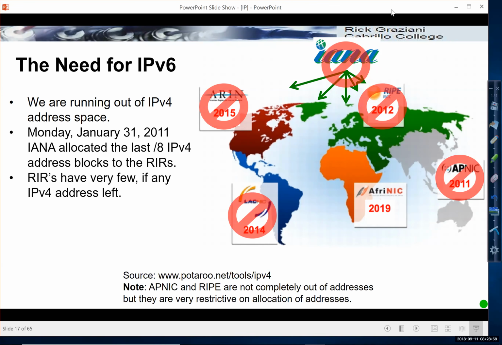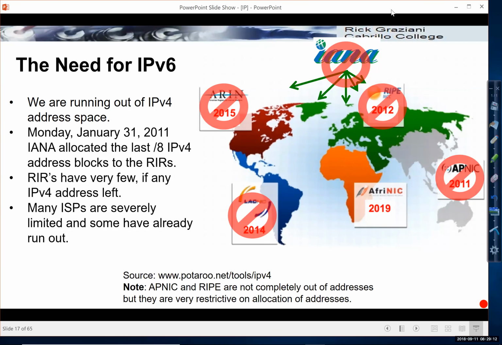So what this means is that we have 1 RIR left in Africa, and the only ones left with IPv4 addresses, for the most part, in these other areas are the internet service providers. And they are severely limited, and some of them have run out. So we really have no choice but to transition to IPv6. And that is happening. You may not even realize that you're running IPv6 on your mobile devices and even at home. And the move is transparent to most of the consumers, the end users, and that's the way it should be. We'll talk more about this later.